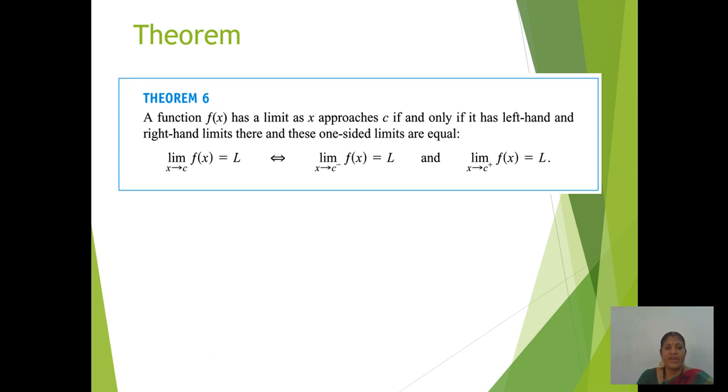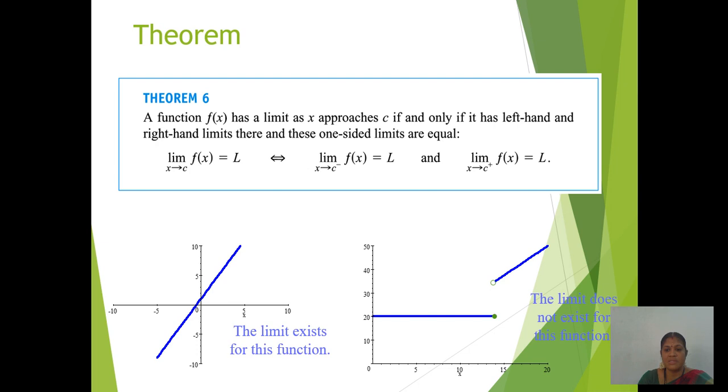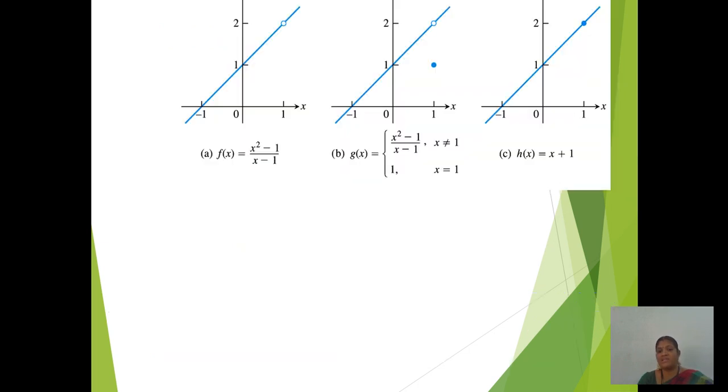A function f(x) has a limit as x approaches c if and only if it has a left hand and right hand limit, and these one-sided limits are equal. So the left limit and right limit are equal to the same limit. Some graphs. The limit exists for this function; the limit does not exist for these functions. Some examples of the graph.